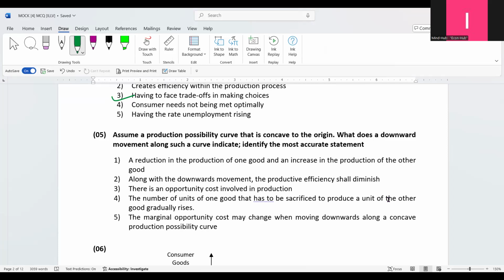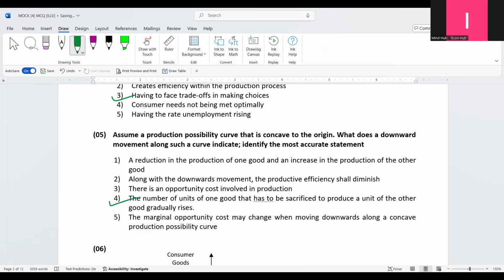Option 2, along with downwards movement, the productive efficiency shall diminish. We assume the economy will be at productive efficiency anywhere on the production possibility frontier. The movement is along the curve. There is an opportunity cost involved in production, true, but it doesn't explain the concave nature. The number of units of one good that has to be sacrificed to produce a unit of the other good gradually increases, which is true. That is increasing opportunity cost.